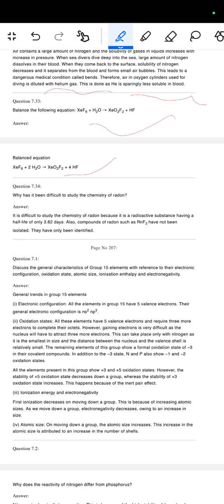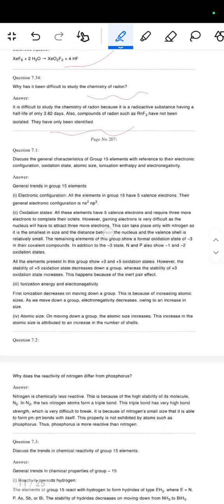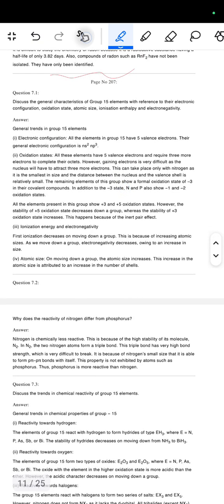Why is it difficult to study the chemistry of radon? So it is difficult to study the chemistry of radon because it is a radioactive substance having a half-life of only 3.82 days. And so the compounds of radon such as RnF2 have not been isolated, they have only been identified.